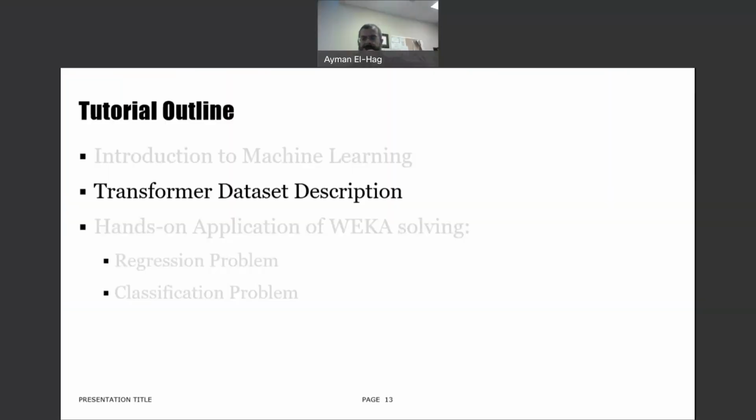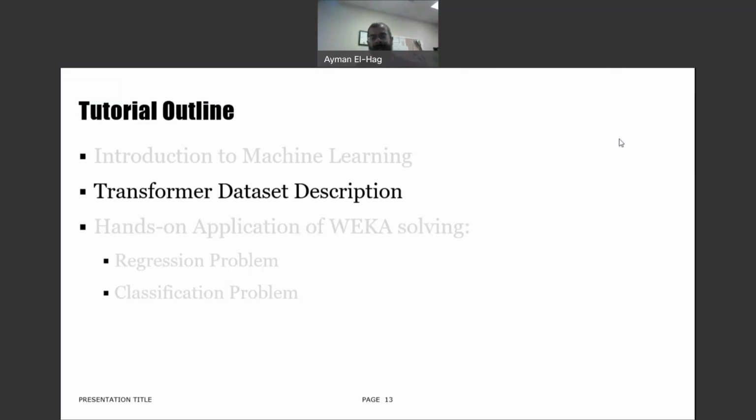Second presentation of the first tutorial about application of machine learning in assessment of our system assets. Now, the second part is description of the data set that I will be working with.